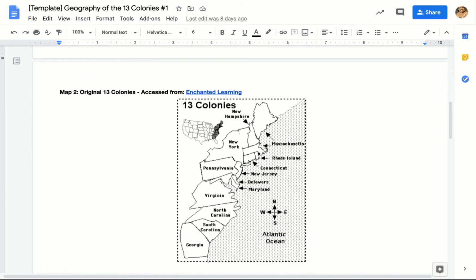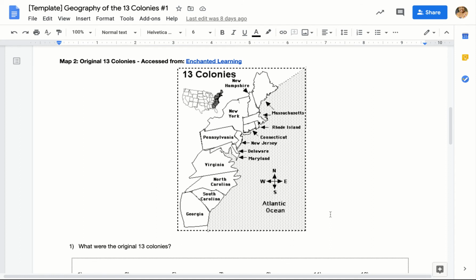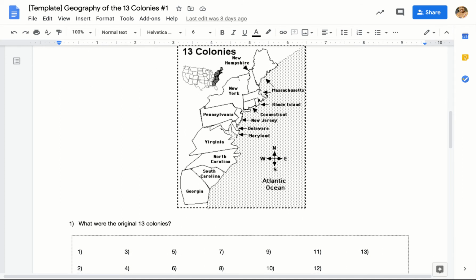Map 2 is really straightforward. It's just a map of the 13 colonies, and all you have to do is list what the 13 colonies are. So basically, you're just typing the names of those 13 colonies, and then you're good to go.